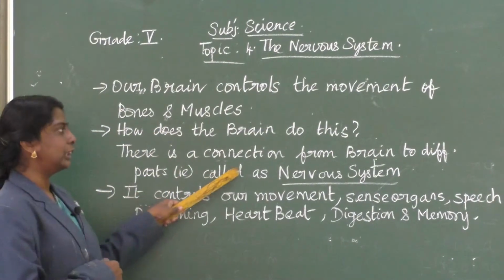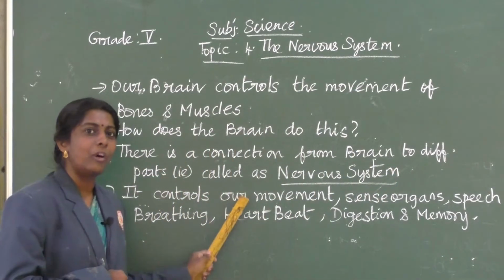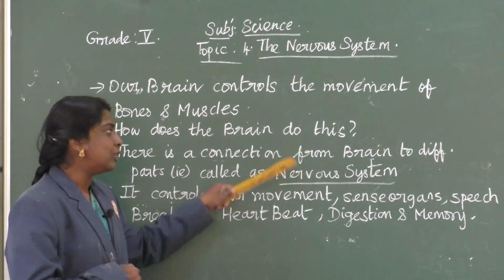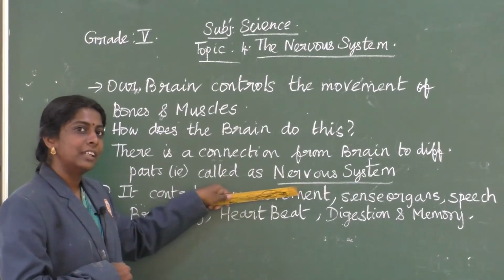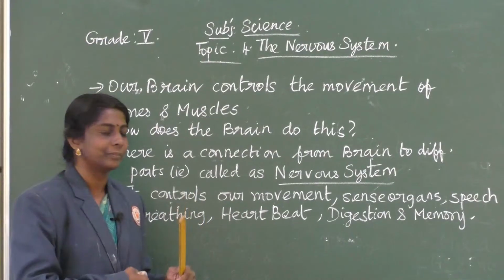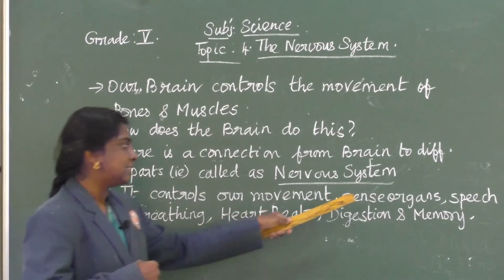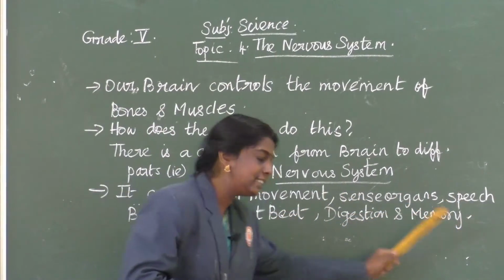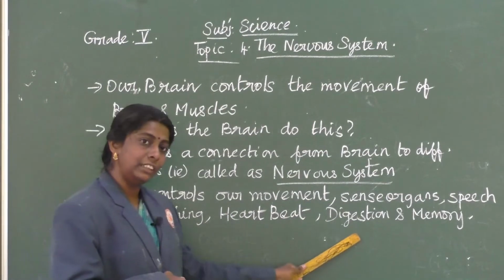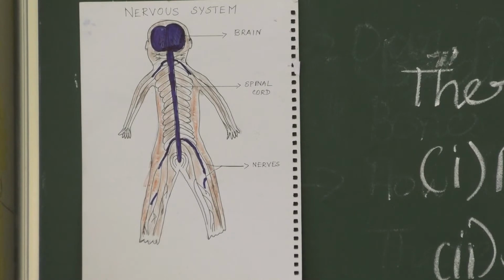There is a connection from the brain to different parts of the body that is called the nervous system. Clear? So only because of this nervous system are we able to do all the actions. It controls our movement, sense organs, speech, breathing, heartbeat, digestion and memory. Is that clear?